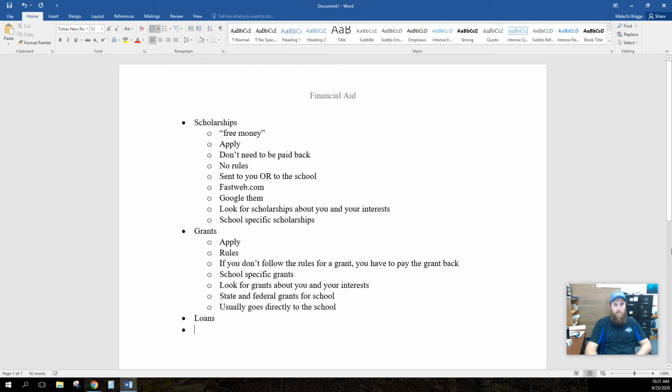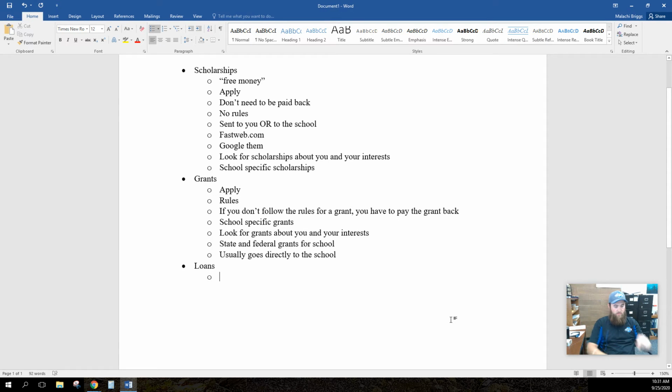All right. Loans. Personally, these are my least favorite. However, in a lot of situations, it's necessary. So with loans, you apply, follow the rules of the loan, and they need to be paid back. A loan for school is just like a loan for a house or a car. It's kind of like a credit card.